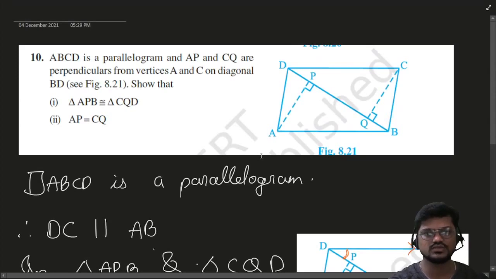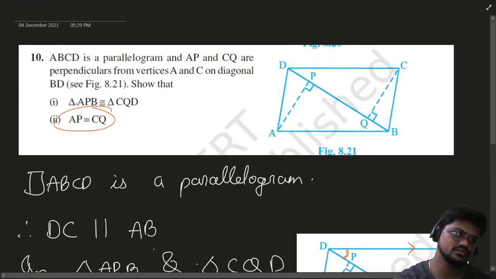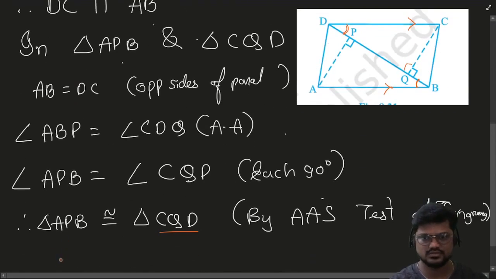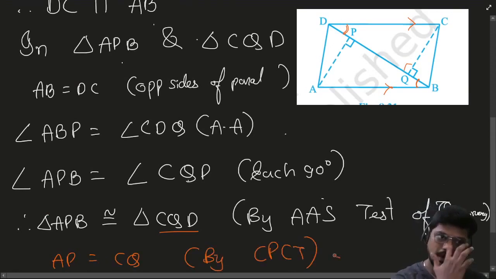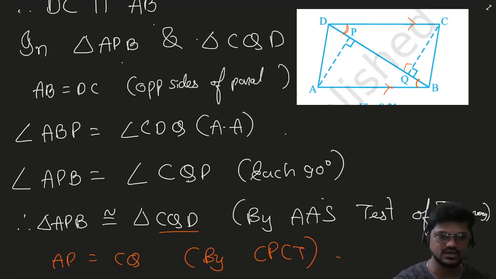So this is done. There is one more requirement: you have to prove that AP equals CQ. How will you prove it? By CPCT. Now AP is equal to CQ by CPCT. Very easy. Now we'll go to the next.